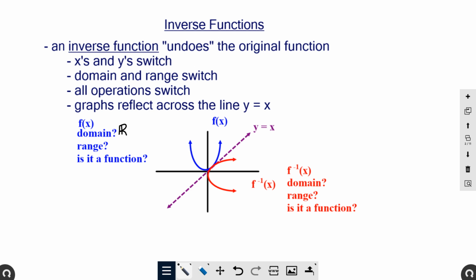Now, your range is how far the graph goes up and down. Looking at this blue parabola, does it go everywhere up and down? No, it goes up. So we would say y is greater than or equal to, where does it look like it starts at? 0.